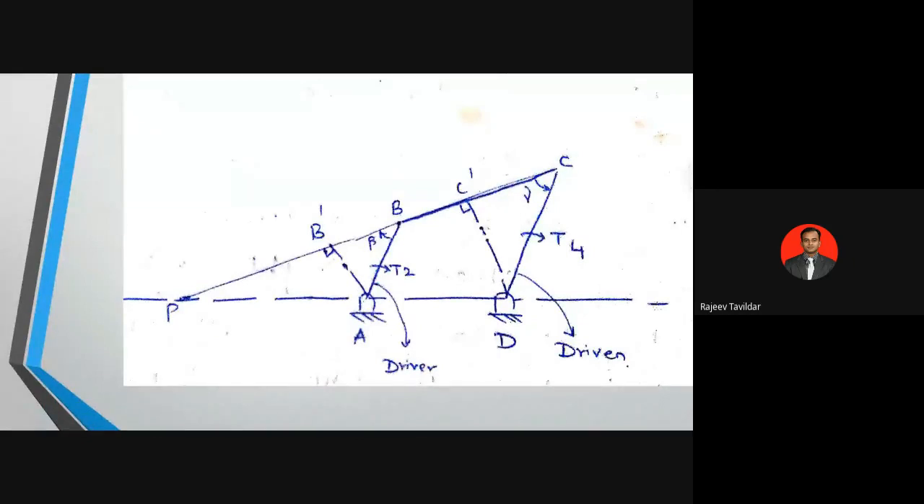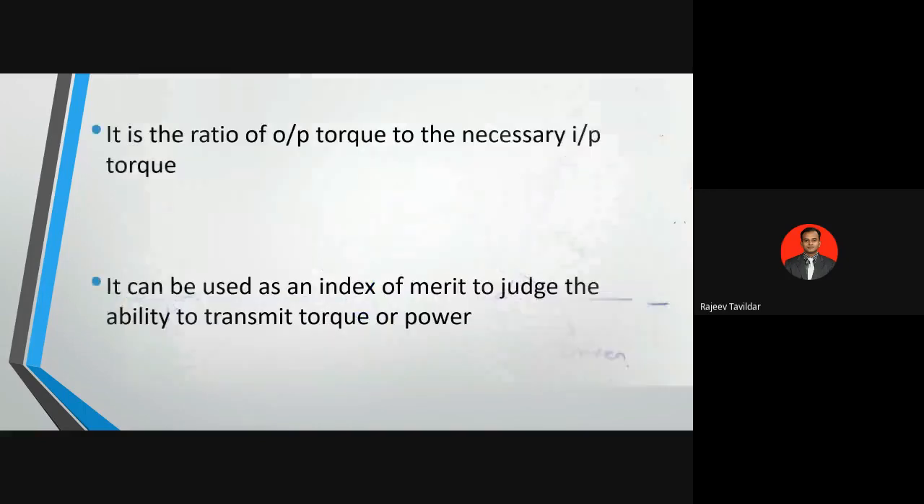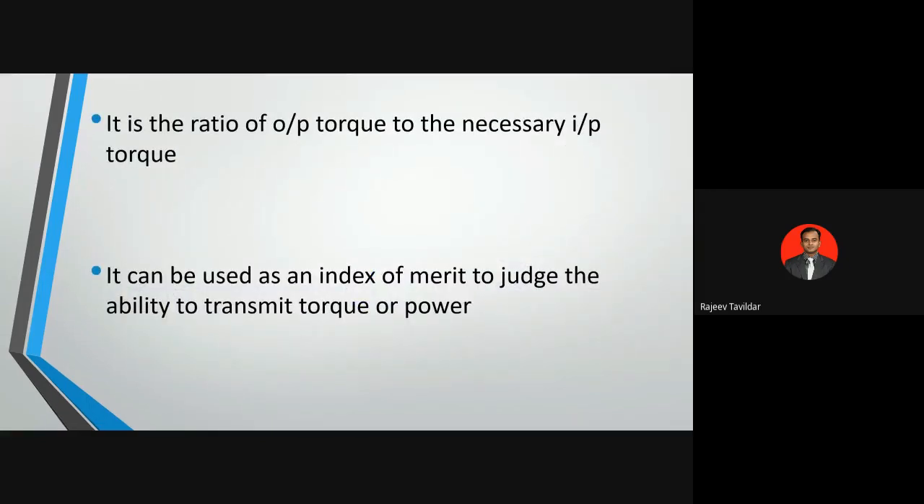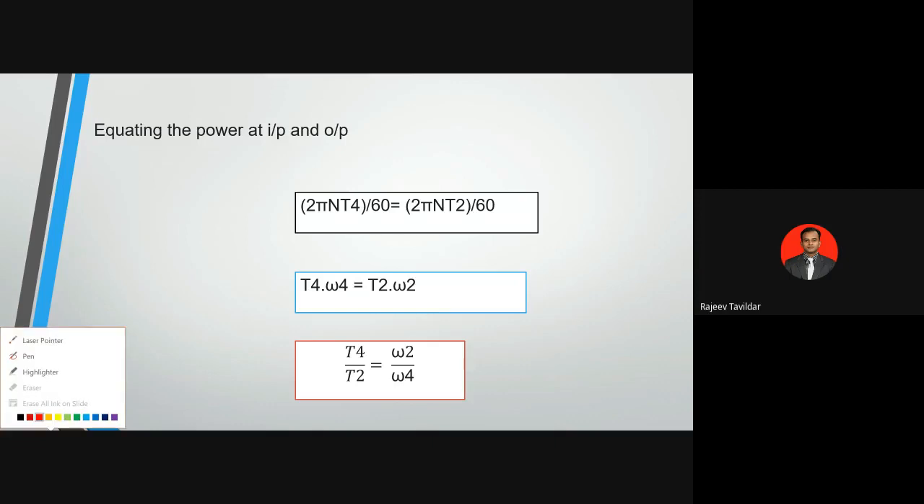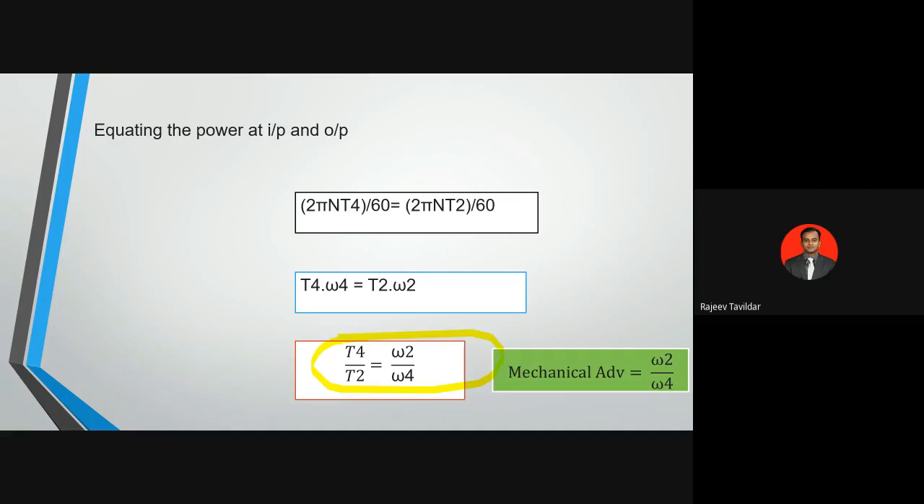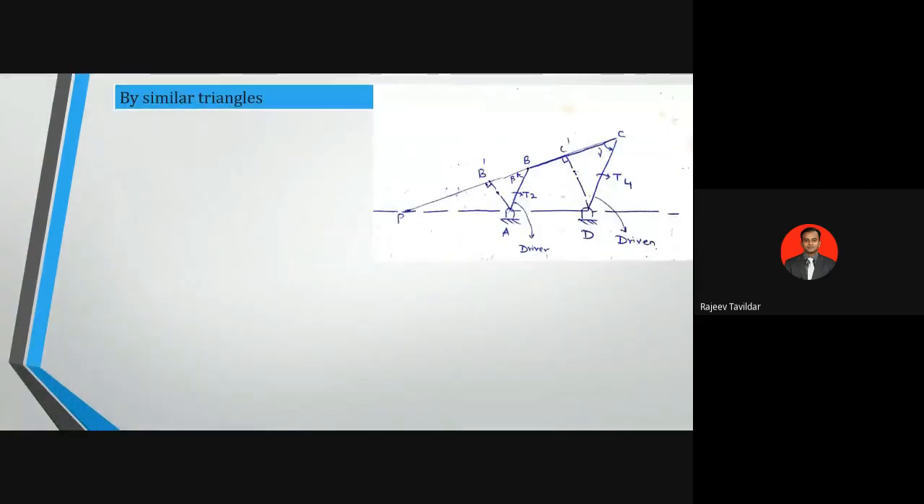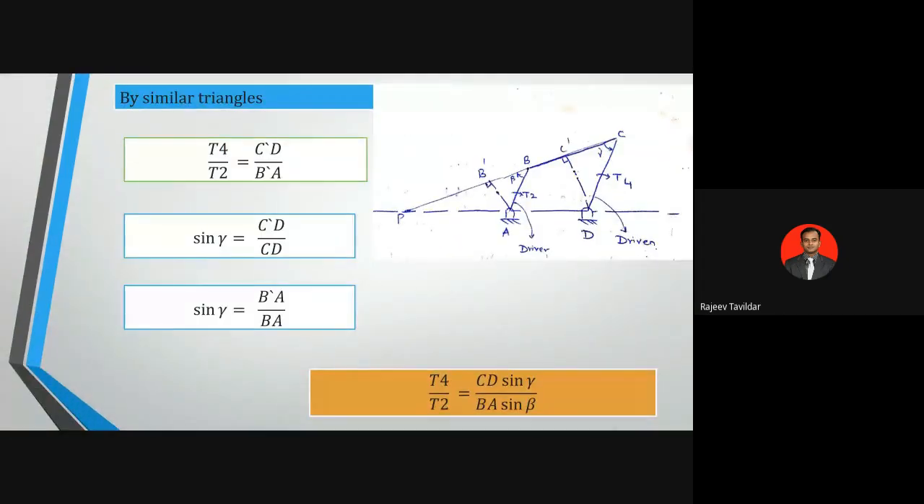So from exam point of view, for mechanical advantage, you need to have this particular drawing. I'll be sharing this PPT with you guys. Then you need the definition of this, that is, it is the ratio of output to input torque. Then this small derivation is required, wherein you are going to get the mechanical advantage as T4 upon T2, which is equal to omega 2 upon omega 4. Then using the similar triangles, you can get this equation, that is CD sine gamma upon BA sine beta.